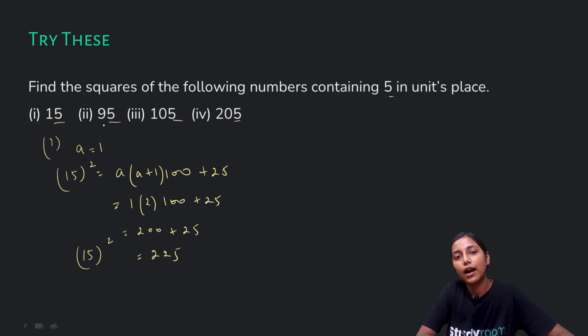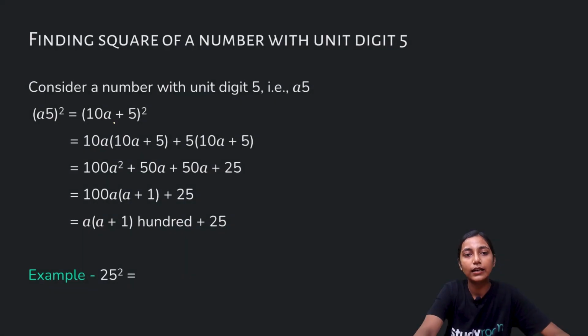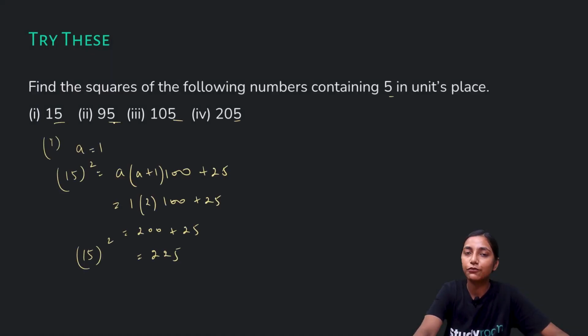Use the same formula to find out the answers for these 3 parts as well. So just use this formula, proceed in the same manner that I did for these 2 examples, and find out the answers for these values. You have to just leave 5, and the other number that you're getting is your whole a. So here a will be 10, here a will be 20.